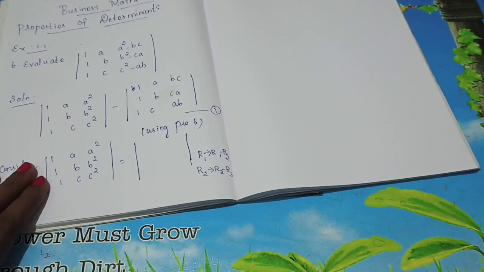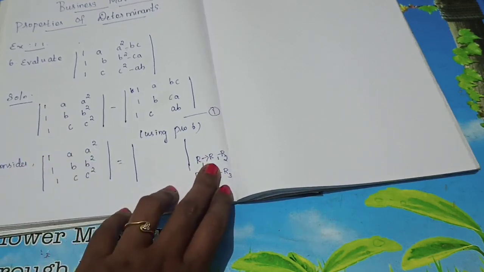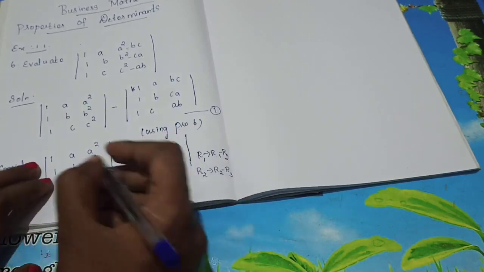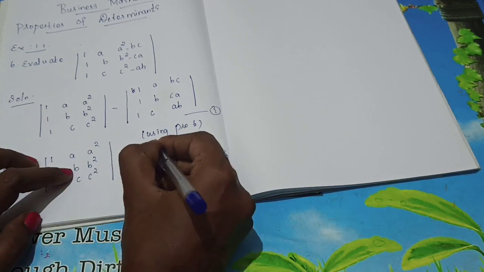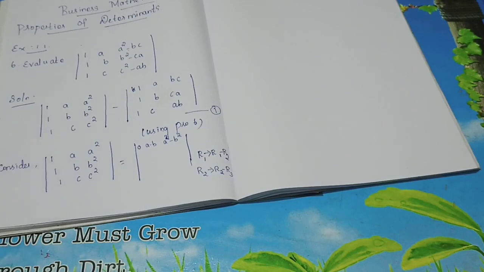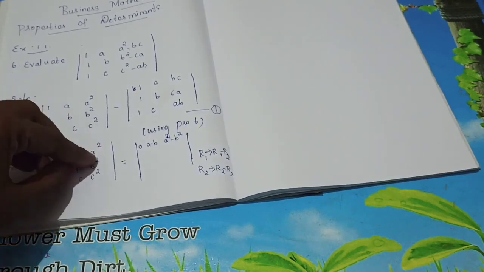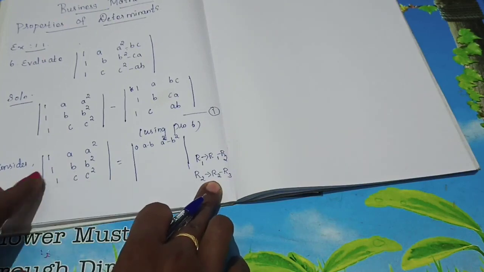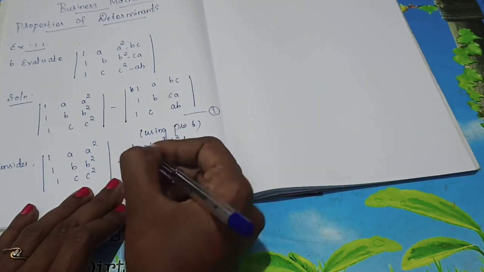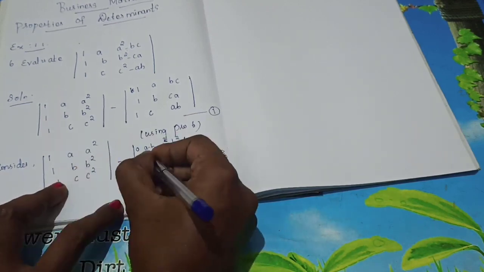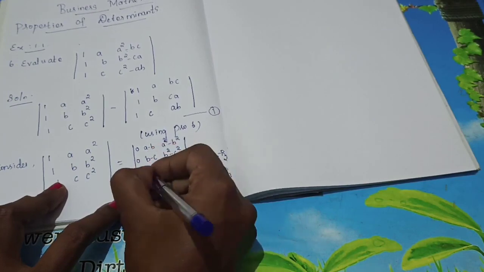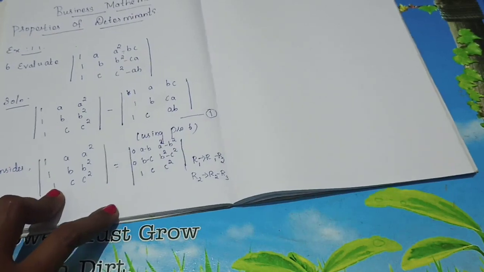R1 means what I am going to do? R1 minus R2. So what will happen? 1 minus 1 means 0. Next, a minus b. The next one, a square minus b square. Understand? R1 minus R2 means first row minus second row. The same as R2: R2 minus R3. So 1 minus 1 is 0, then b minus c, and the next one is b square minus c square. Last row as it is. Have you got it?